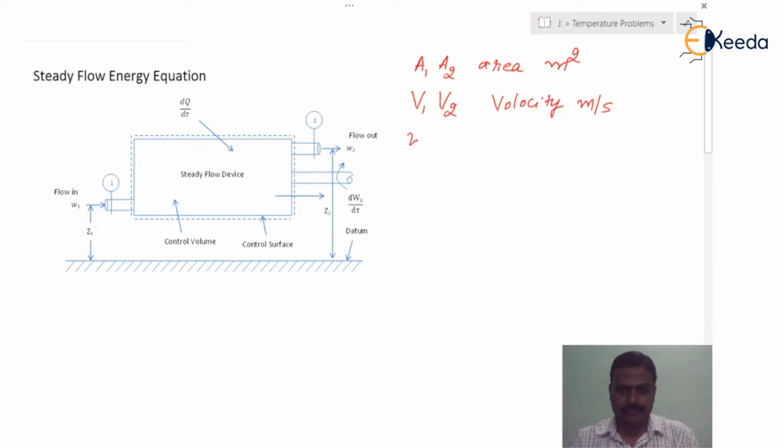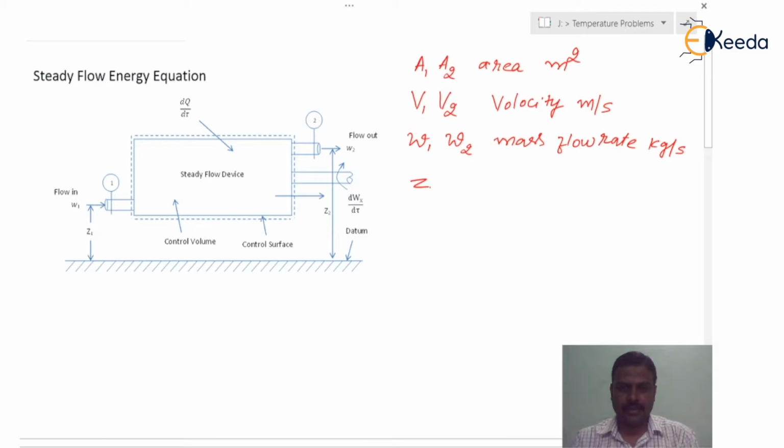Then small w1 and small w2 are mass flow rates, which have a unit of kg per second. Then Z1 and Z2 are elevations above the datum.